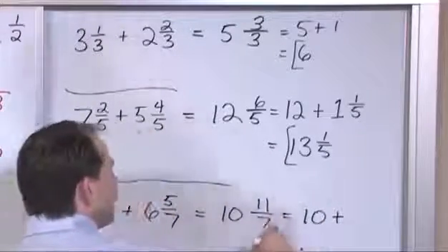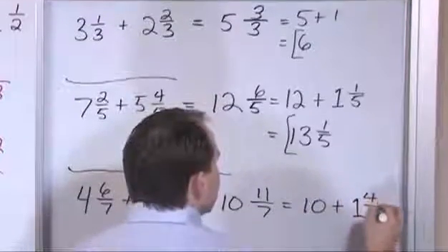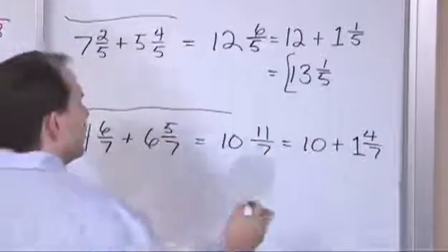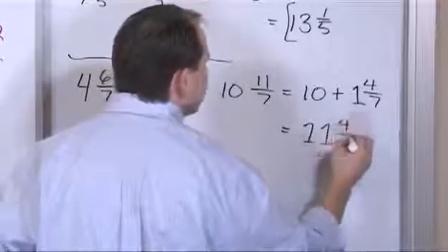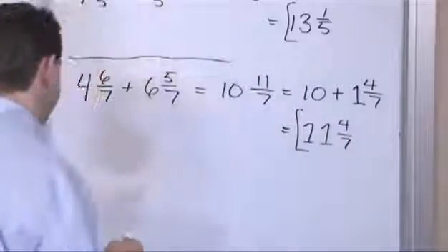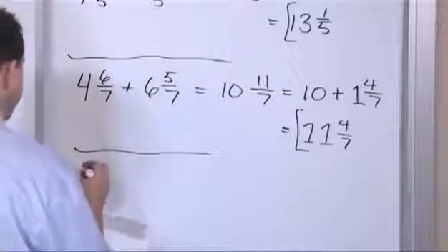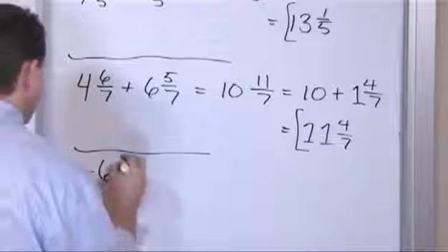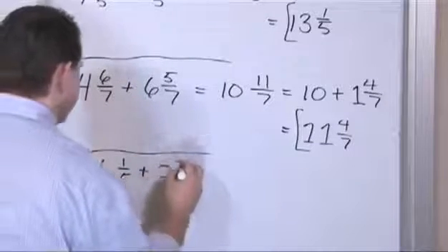This fraction, how many times will 7 go into 11? It'll go 1 time. With 4 left over, we'll write it out of 7, 1 4/7. So ultimately, the 10 plus 1 will give us 11 4/7. 11 4/7. Now let me show you this next problem, because I'm going to show you a different way to do these things. Negative 6 1/5 plus 2 2/5.